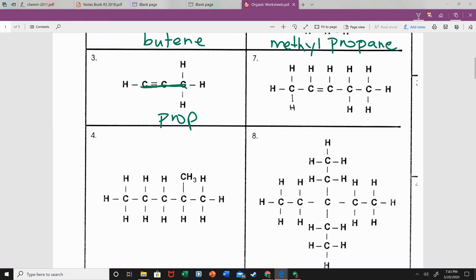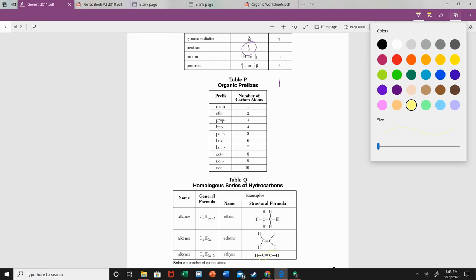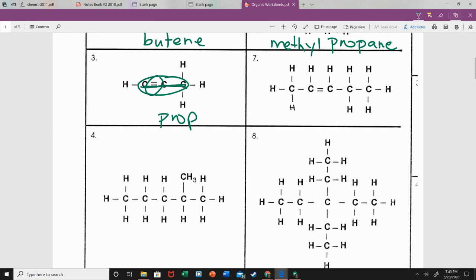And now I have a triple bond here. So then when I'm circling the longest chain, now I'm going to go back to my reference tables and say, how does a triple bond get named? So I have that triple bond down here at the bottom. And you see that in yellow? All right, triple bond ends in YNE. So I'm going to go back to my worksheet, and we're going to end this in YNE.